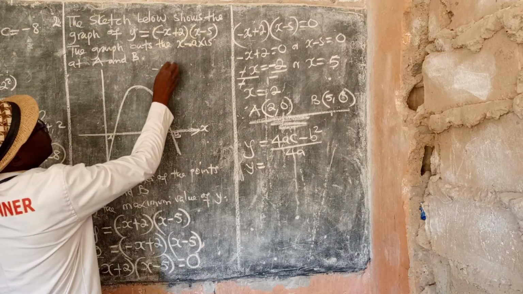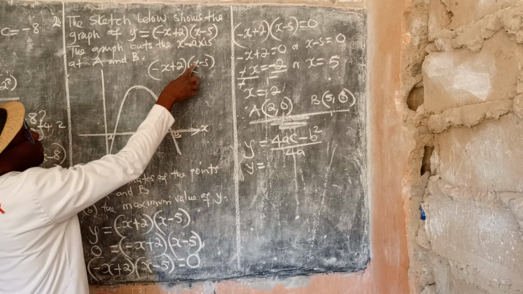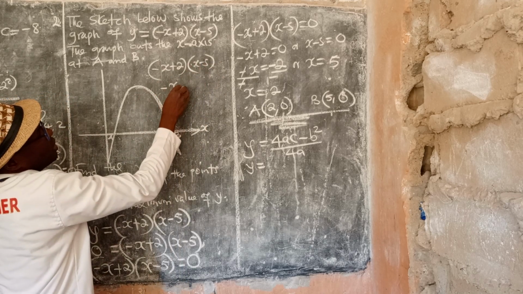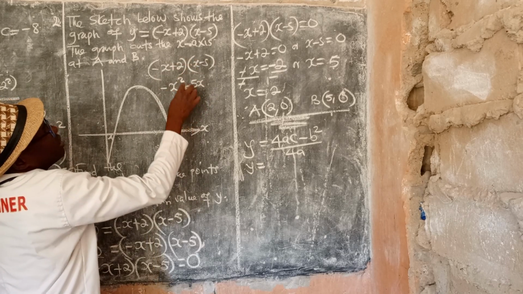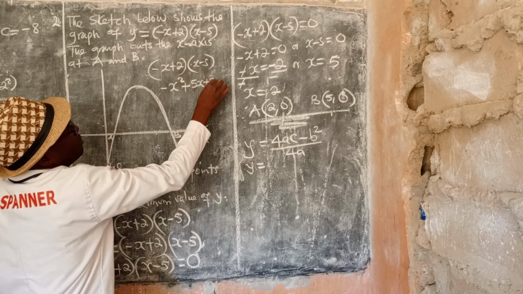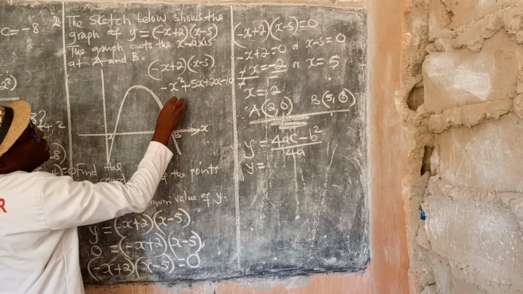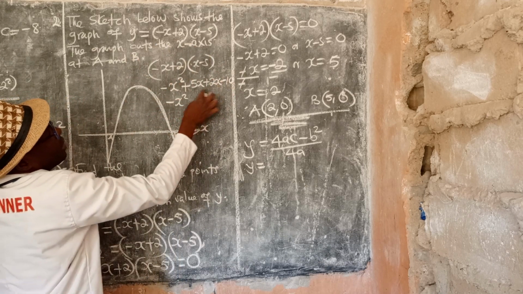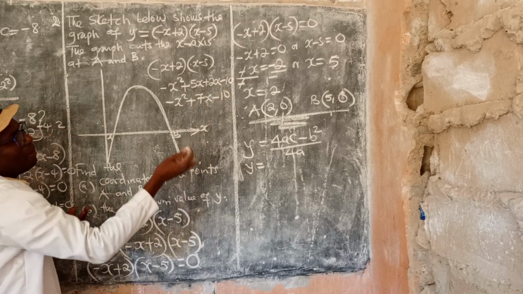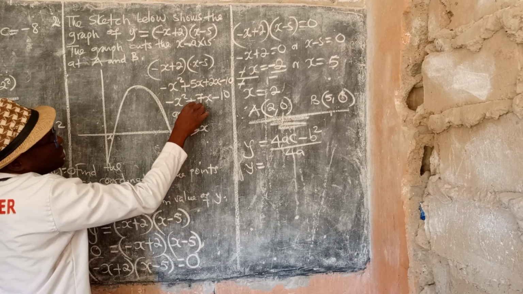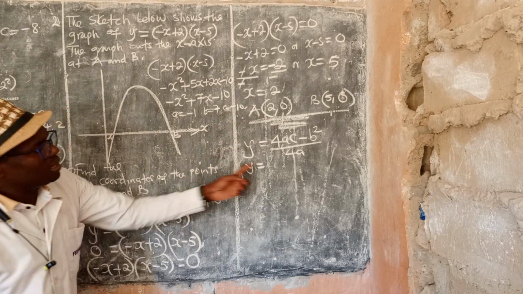So we have negative x plus 2 and also x minus 5. Negative x times x is negative x squared. Negative x times negative 5 is positive 5x. 2 times x is positive 2x. 2 times negative 5 is negative 10. Which is negative x squared plus 7x minus 10. A is negative 1, b is 7, c is negative 10.